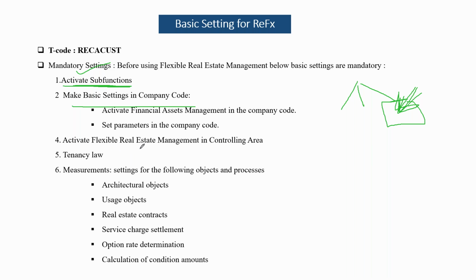Then activate real estate in the controlling area. We need to define tenancy law, and then we need to define measurements. We have seen these measurements just now in the extraction of my rental space from pooled space. So let us go first. I'll show you here on the PPT what details we have, then I'll take you into the system.